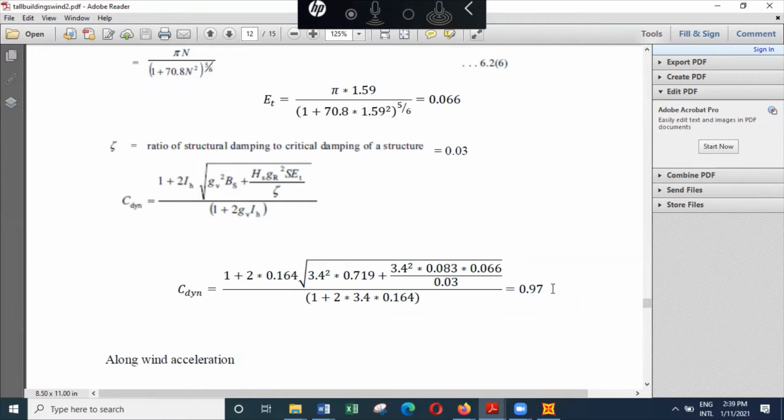So this way you can see whether the dynamic effects are critical or not. And in this particular example, although it falls into a particular height range, the dynamic effects may not be that critical, because it's less than 1. And generally we use C dynamic as 1 for all the small structures. So even in other structures, we should be using 1.